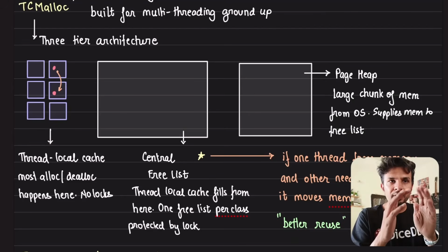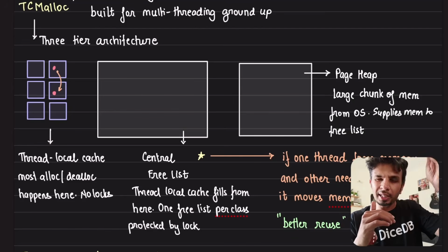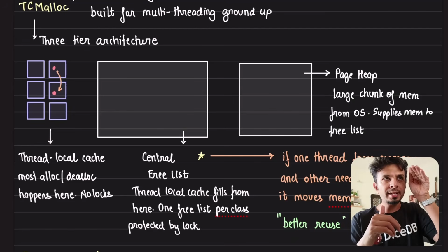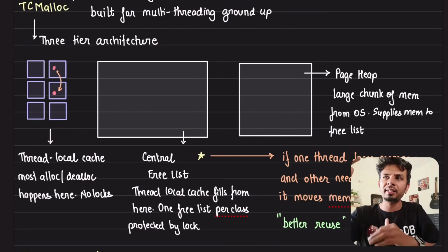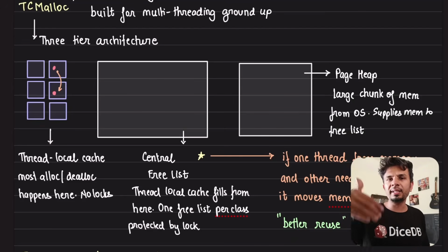Now, in the central free list, you have multiple free lists, and there is one free list per size class. There are various sizes that are defined, let's say 16 KB, 32 KB, 64 KB, 128 KB, etc.